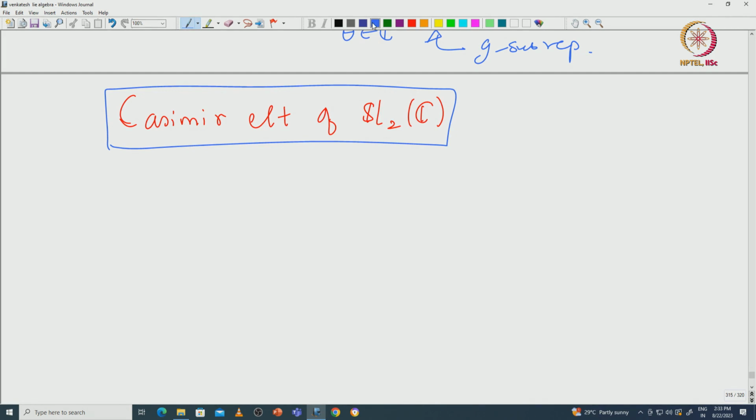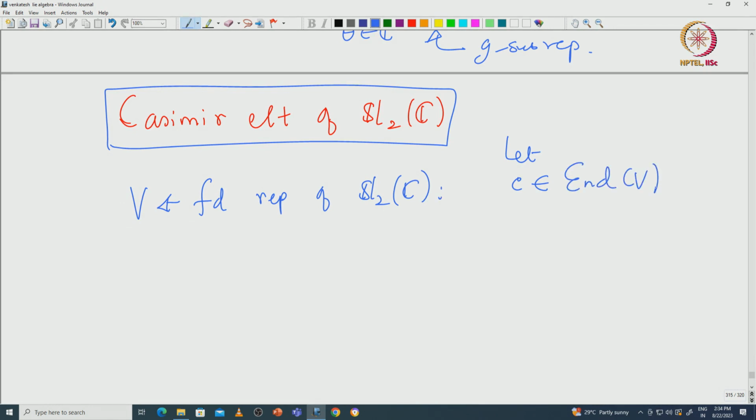So, let us say V is a finite dimensional representation of SL2C. What is this Casimir element? This Casimir element is an element of the endomorphism of V that is given by xy plus yx plus h square by 2.